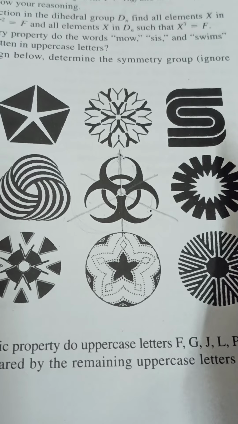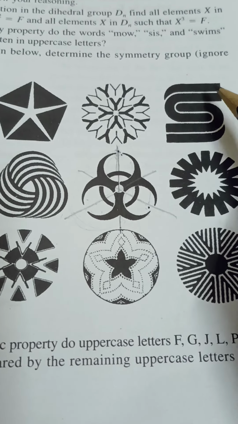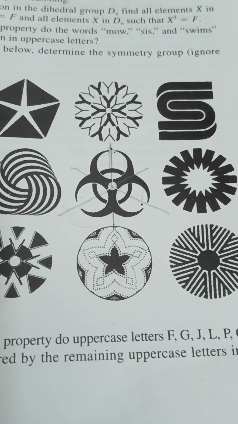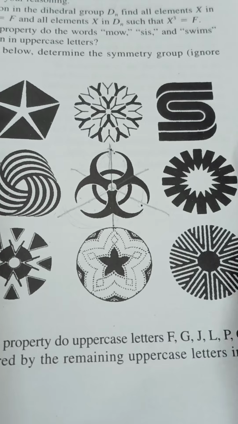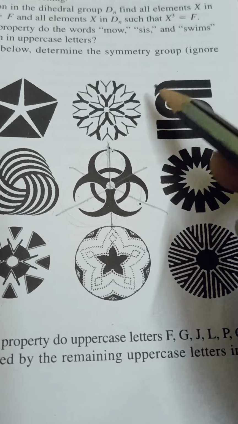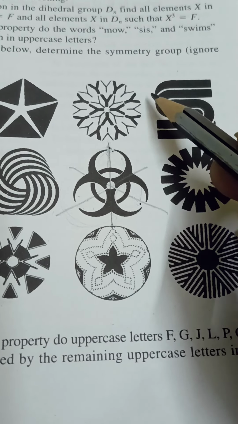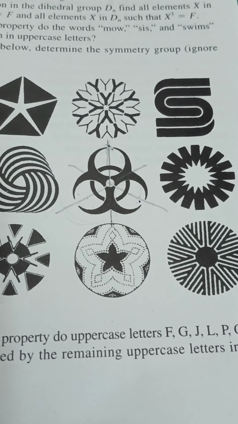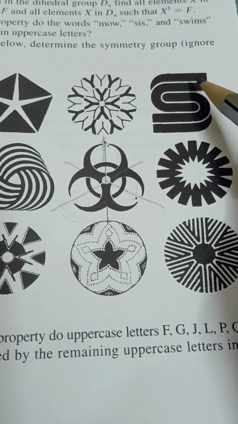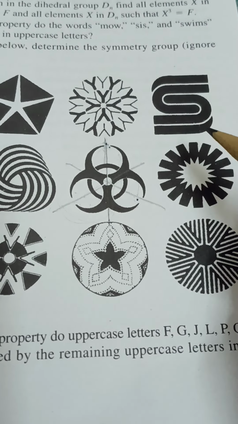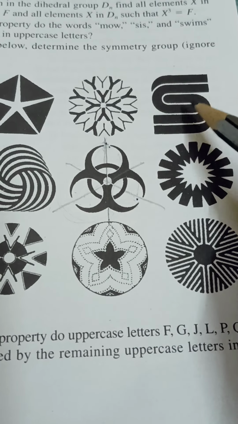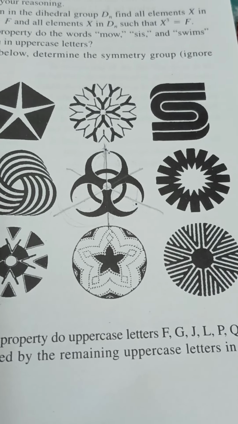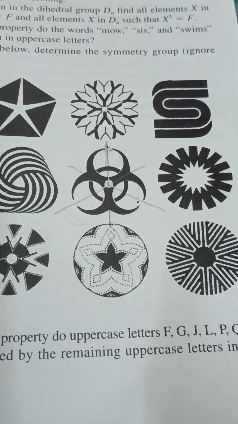Okay, but what about this one? Is this isomorphic to D2 or D3 or D4 or something else? No. So what about the symmetry group of this figure? If we rotate it by an angle of 90 degrees, what does it become? It is not an S anymore, so it is not a symmetry. What about if we rotate this figure by an angle of 180 degrees? Yes, it will be another S. See, if we rotate this, it will be another S. So this can form a symmetry.